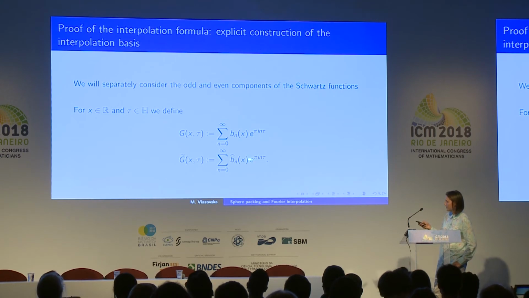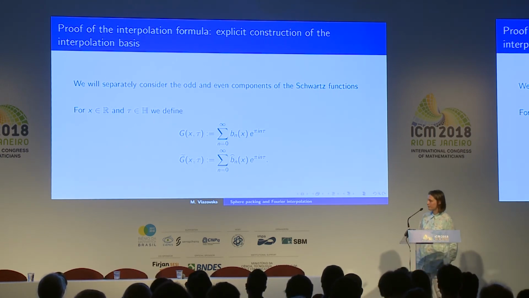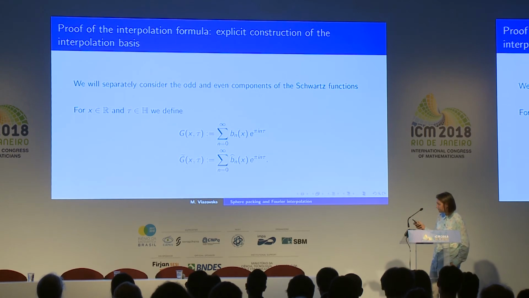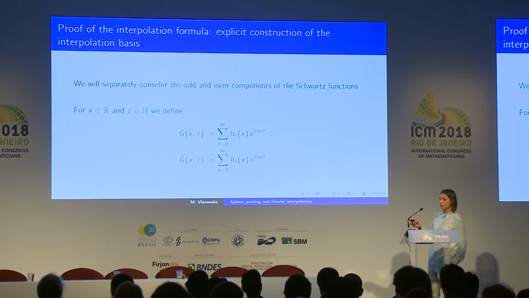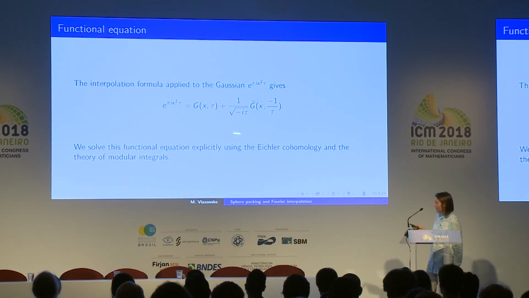So here Bn are our basis functions, and we believe that they do exist, and they provide us this interpolation formula. And so now if we write two generating functions like this, then we will know that these generating functions satisfy a functional equation. And how do we derive a functional equation? We take the interpolation formula we believe is true, and we apply it to a complex Gaussian. And then this is actually the formula which we get.